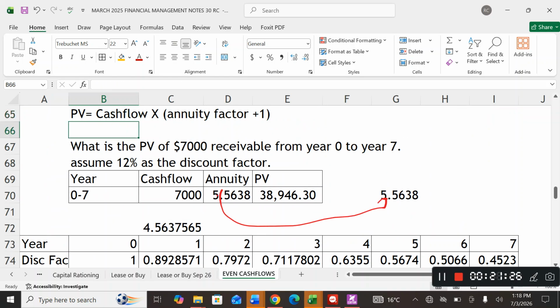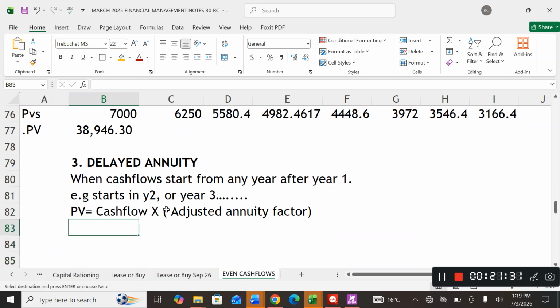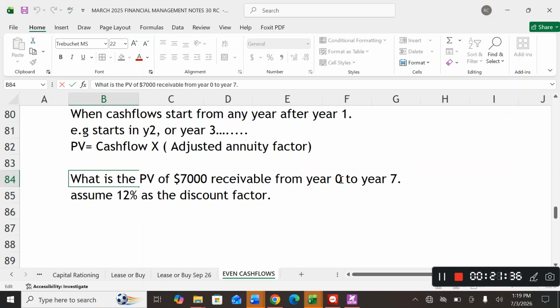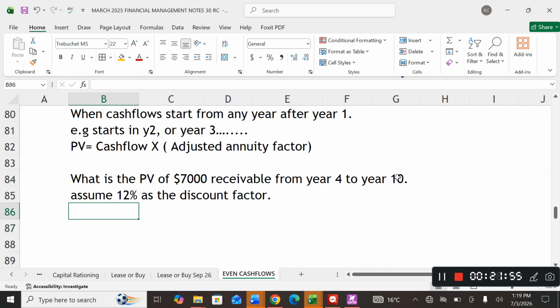I'm going to take this example again, and we calculate the present value. We are going to assume that our cash flow is going to start from year 4 to year 10. That is what we have. So we have a cash flow starting from year 4 to year 10. We call that a delayed annuity. What is it that I'm going to do? I'm going to adjust the annuity factor for the years that I haven't received.